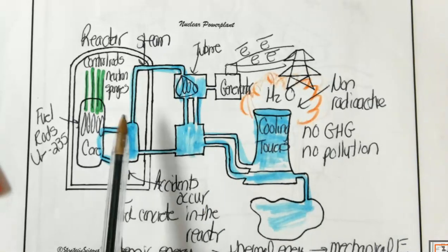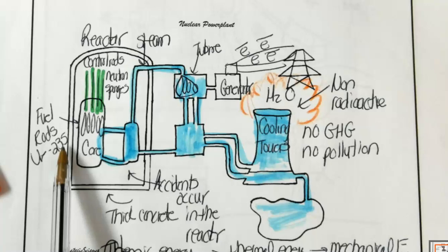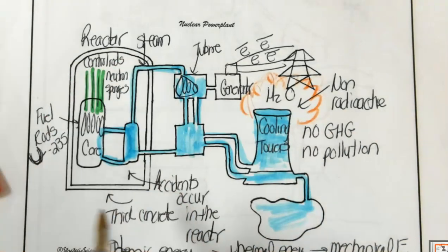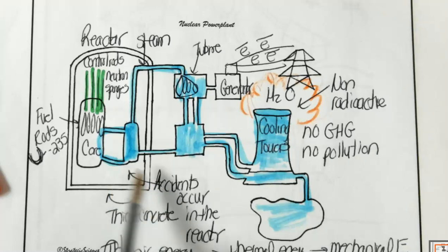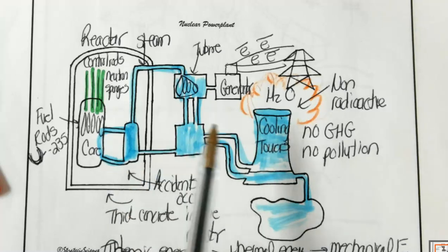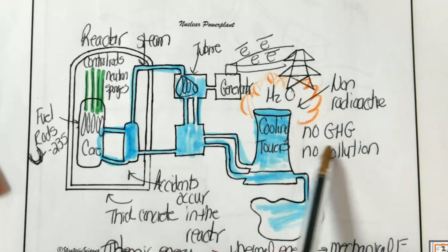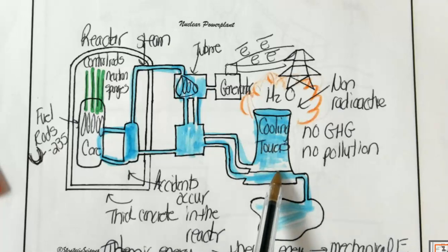But again, the disadvantages are that we are using a non-renewable resource, which is uranium, specifically uranium-235. So it's non-renewable, and it does have safety concerns. But the great thing is that it's a pretty straightforward process, and we're not releasing greenhouse gases, no pollution or anything like that.